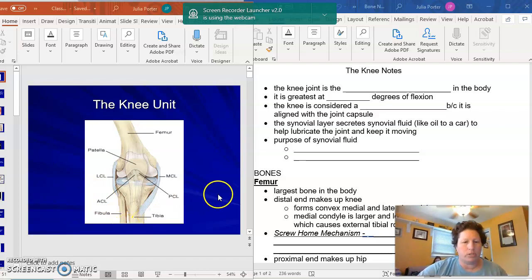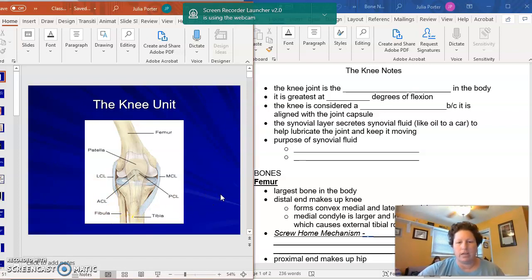All right, so today we're going to go through the knee unit notes, starting with the bony anatomy. As you can see in the picture here, you have the femur, which is the thigh bone, the tibia, which is the shin bone, and then the fibula, which is the non-weight bearing lower leg bone.